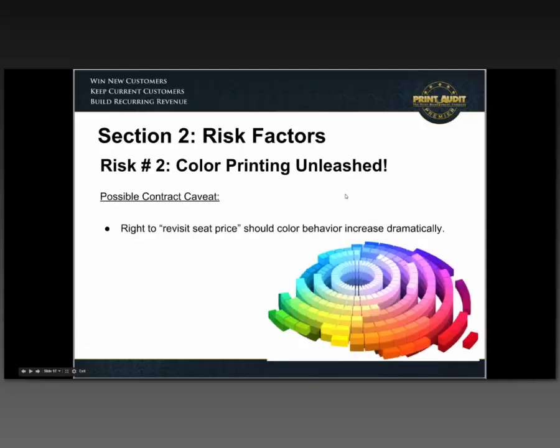The other thing is to make sure that you do put a contract caveat in for the right to revisit the seat price should the color behavior increase dramatically. And again, if you're incorporating good print governance rules, especially around email and web print, there's actually an opportunity there to make more margin and not make less money because of increased color printing. And we'll get to that a little bit later.